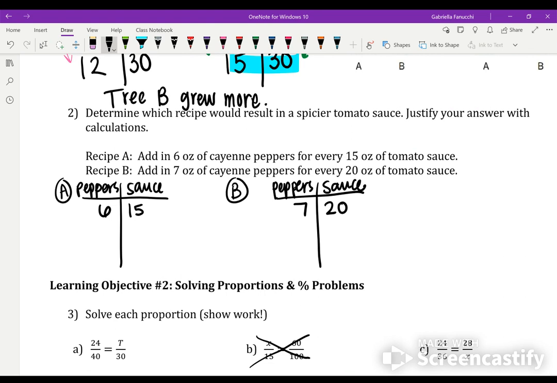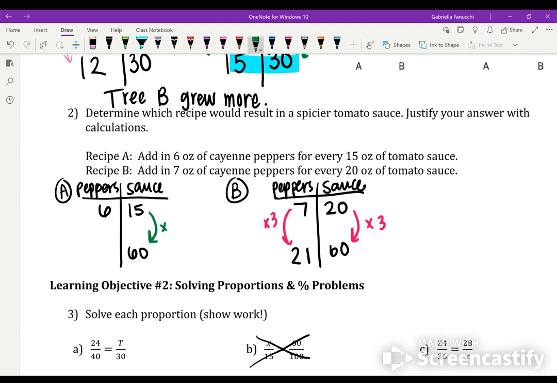Now, I want my sauce ratio to be the same, so I need to think of a number that 15 and 20 both have in common. If I do out the factors, then it would be 15, 30, 45, 60. For 20, it's 20, 40, 60, so they both have 60 in common. I know that 20 times 3 is 60, so 7 times 3 is going to be 21. Remember, whatever you do to one side, you have to do the other.